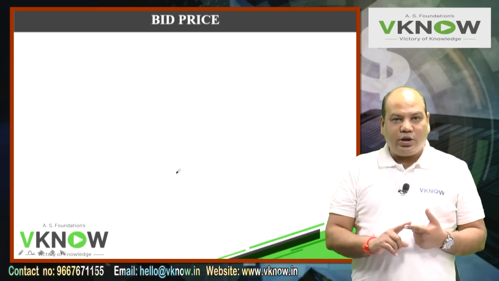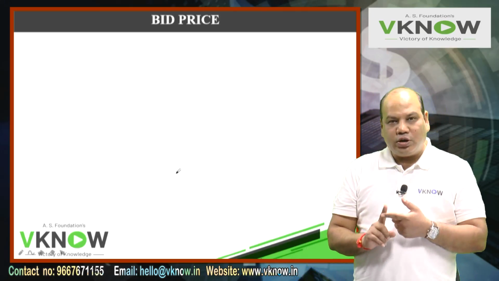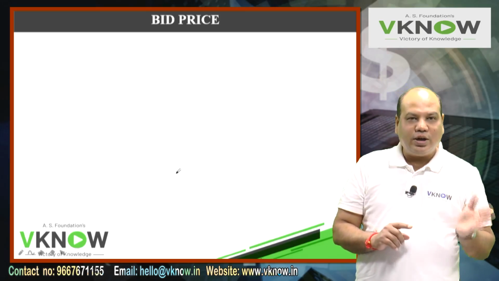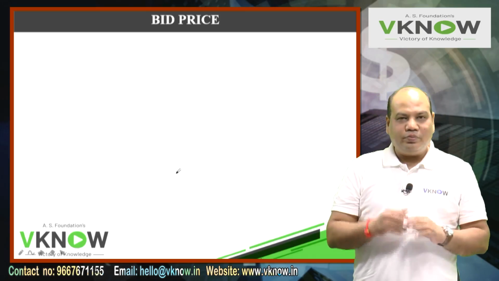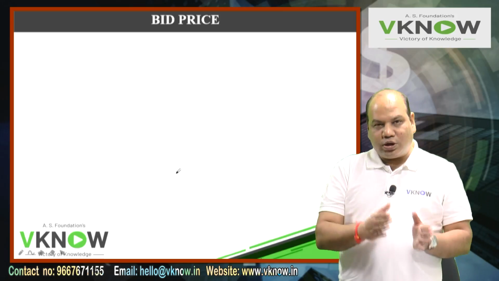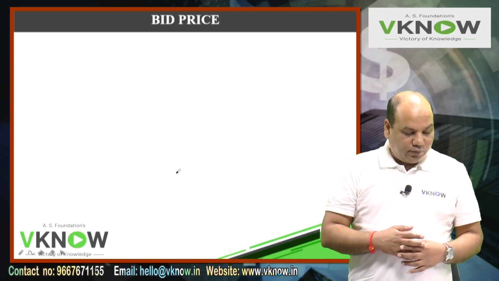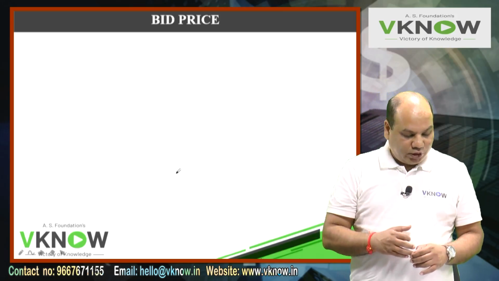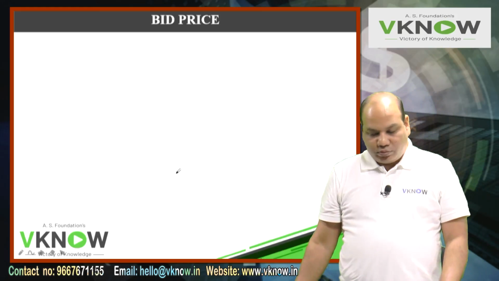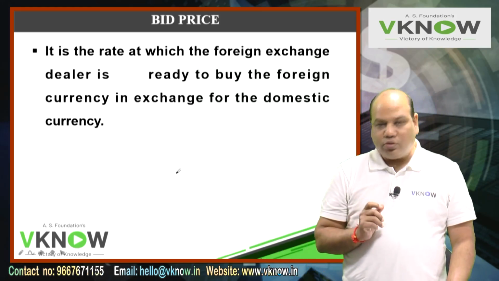So we have studied some important things till now: what is home currency, foreign currency, exchange rate, how exchange rates are determined, direct quote, indirect quote, and the relationship between direct quote and indirect quote. Now, very important, tick mark the next 2 points: bid price and offer price, because the entire chapter will require you to understand bid price and offer price.